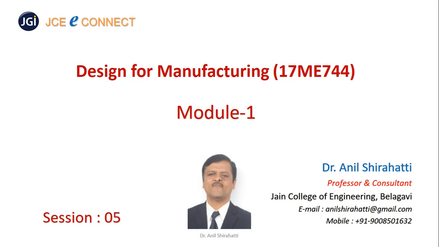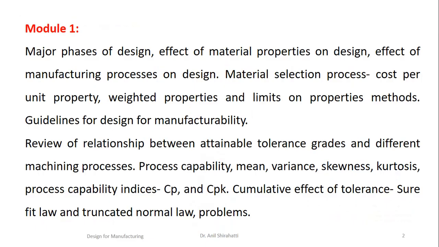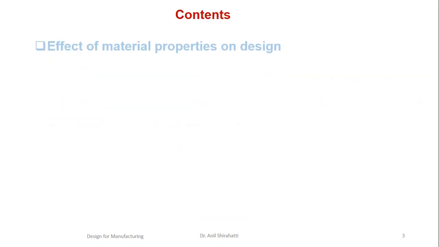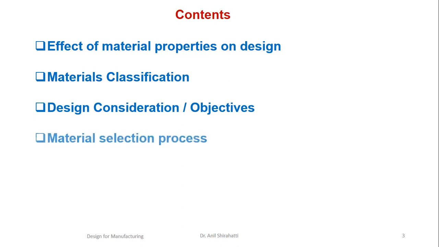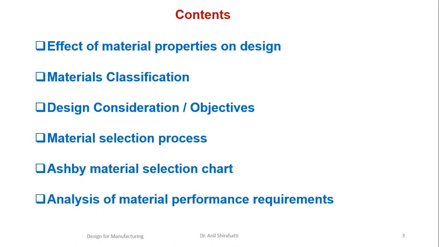So today's session, that is session 5 on design for manufacturing, we will be seeing the effect of material properties on the design. So in today's lecture, I will be covering the effect of material property on design, how the materials are classified, design considerations, and what the objectives are for the different manufacturing processes which you will be dealing with. Then how you select the material, then about the Ashby material selection chart and analysis of material performance requirement.